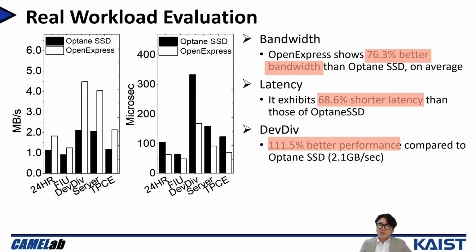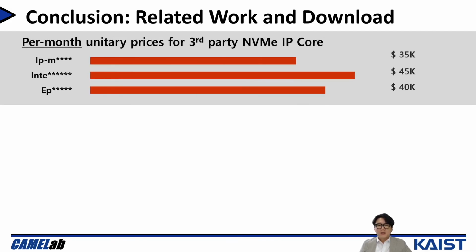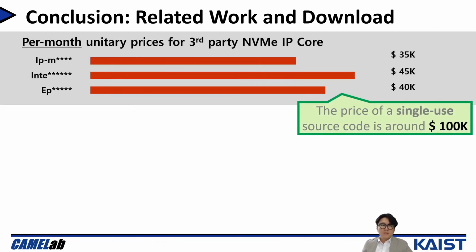What we want to demonstrate is that the FPGA is yet much slower, as we all know, but the FPGA design and implementation for NVMe cores are not sitting on a critical path and can be used for system-level studies as a research platform. So let me conclude this talk by providing the related work and the download information.